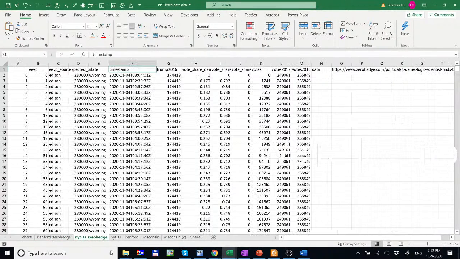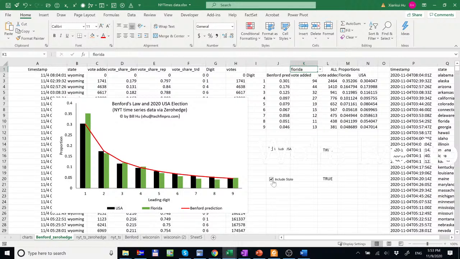Let's first look at the raw data. The raw data looks something like this. From the timestamp, you can see that it's fairly detailed. The time interval is usually shorter than 1 hour, so it really depends on when the state reports results. So they'll provide an update. And I extracted this data and put it together onto this worksheet.